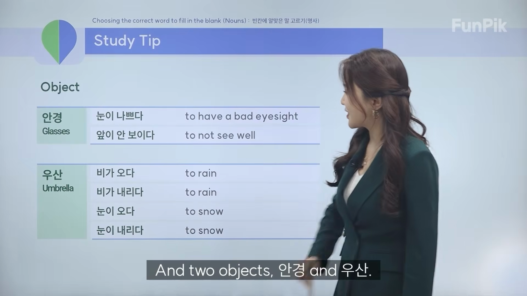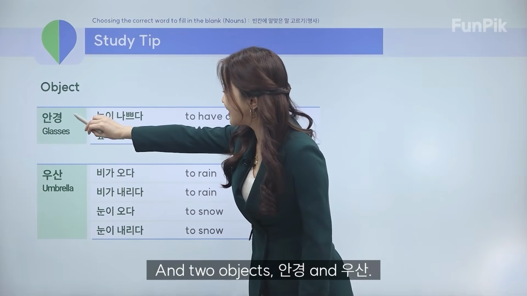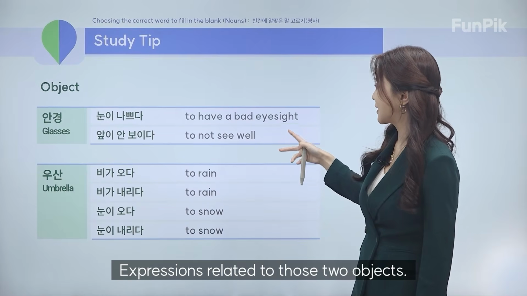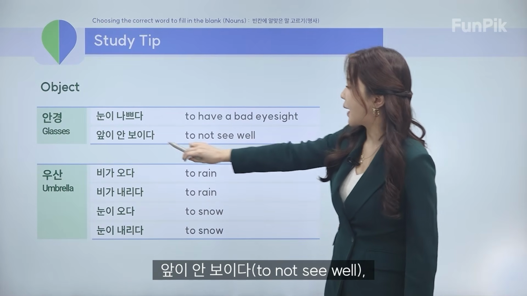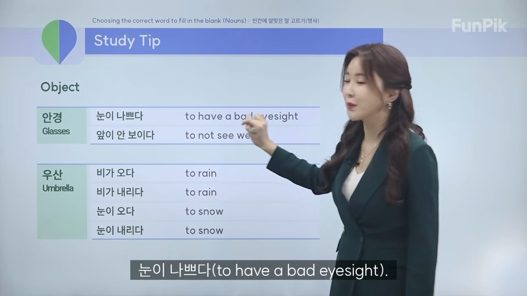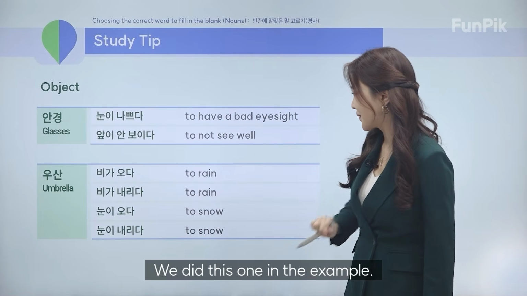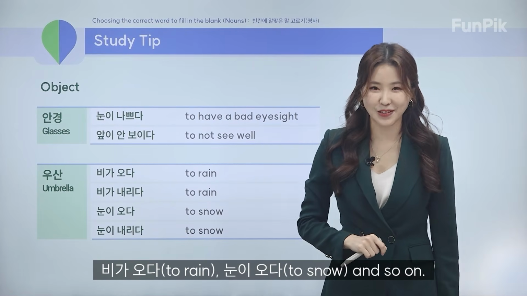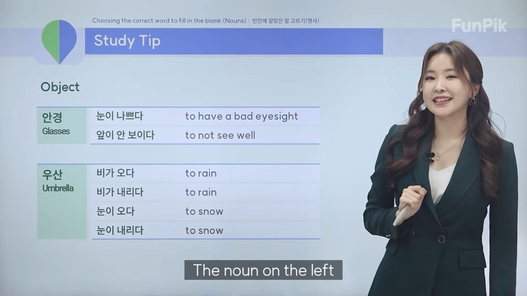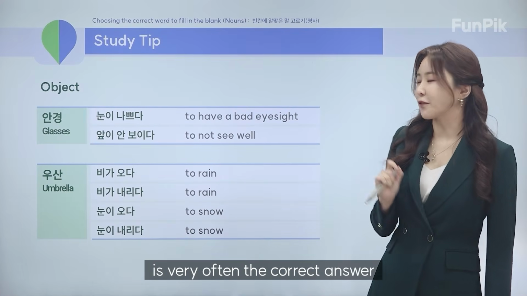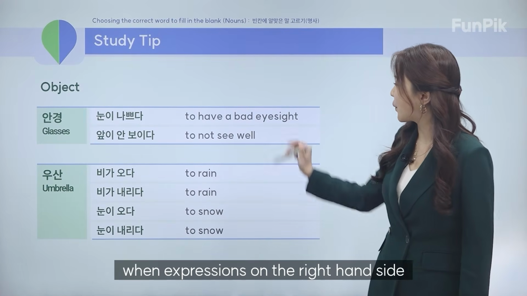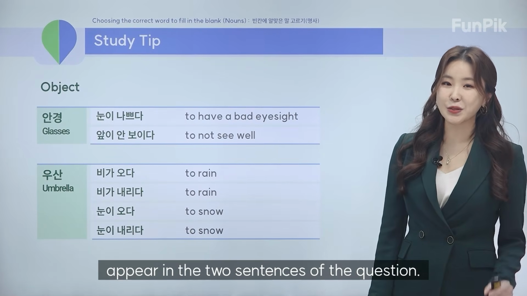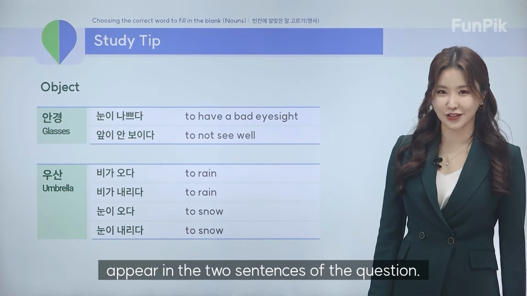And the 2 objects, 안경, 우산. Expressions related to those 2 objects. Do not see well: 앞이 안 보이다, 눈이 나쁘다. We did this one in the example. 비가 오다, rain, to snow, and so on. Now, the noun on the left is very often the correct answer when expressions on the right-hand side appear in the 2 sentences of the question.